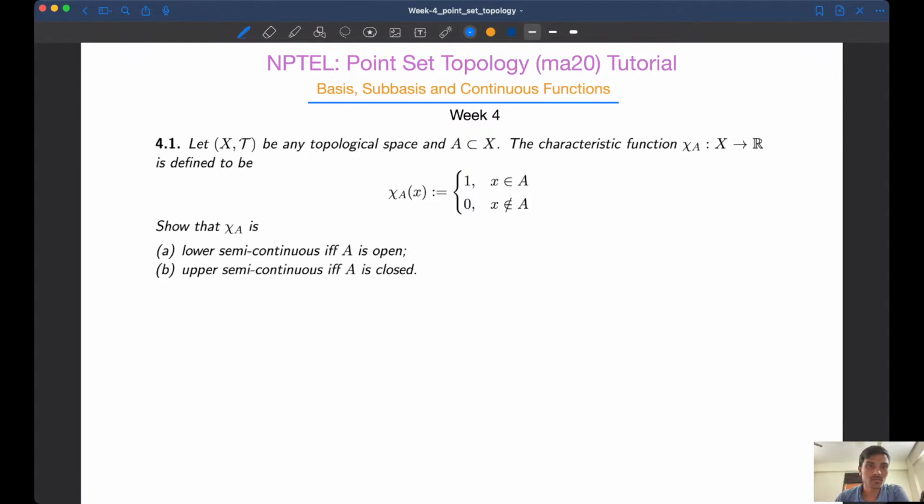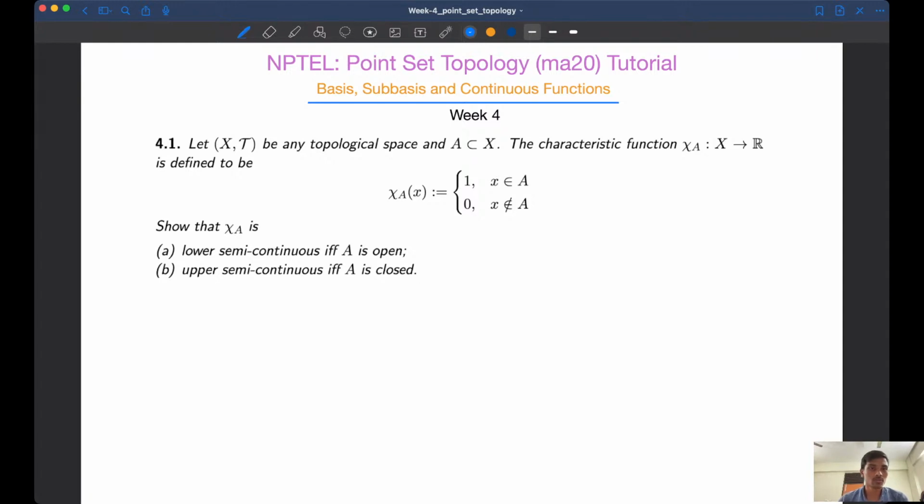So today we'll mostly focus on problems based on basis, subbasis, and related things to continuous functions for basis and subbasis. Some of the questions will again be related to the assignment 4 questions, assignment 5 mostly.